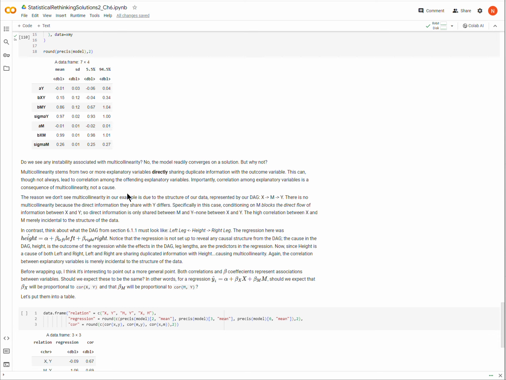Contrast that with the example earlier in the chapter in which we were modeling height with left leg length and right leg length. The way that data was formulated would conform to a DAG like this, where height was the cause of both left leg and right leg. So notice here that the cause, which normally we would try to put in as an explanatory variable, is actually the outcome of the regression. And the effects, left leg and right leg, are the explanatory variables in the regression.